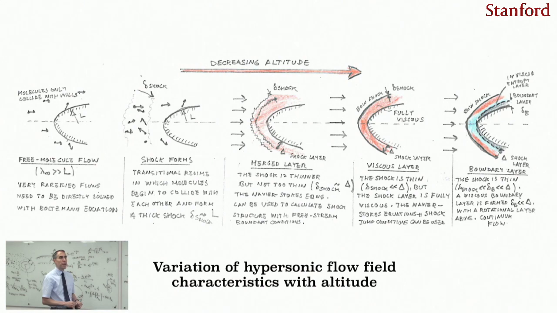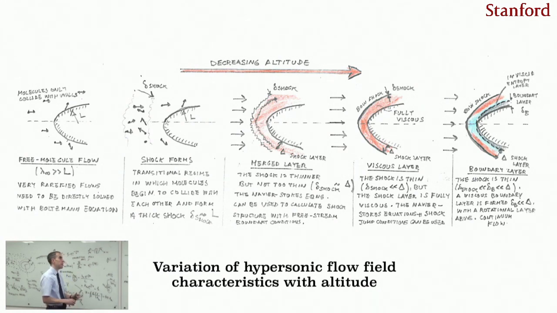But the flow is highly viscous. Remember that the viscosity has to do with altitude too, and one would require a fully viscous treatment of the problem. Then if one decreases the altitude even further, the shock becomes much thinner than the shock standoff distance, and also much thinner than the boundary layer thickness, and that's a problem that enters the continuum range.